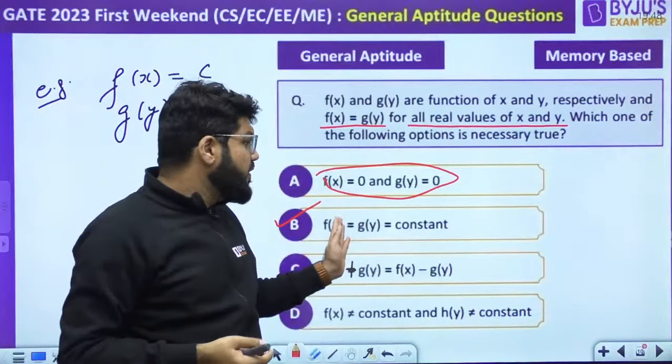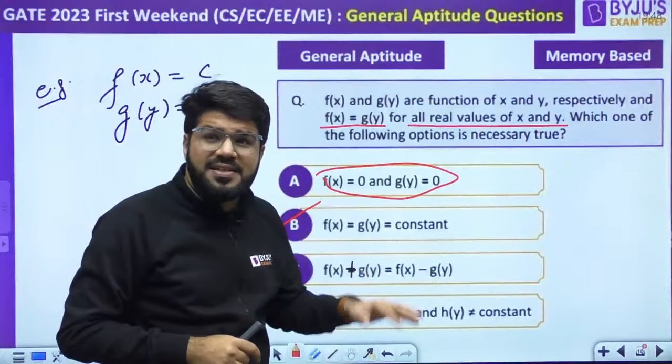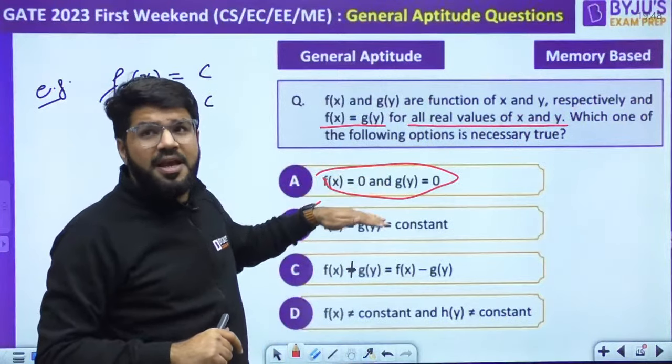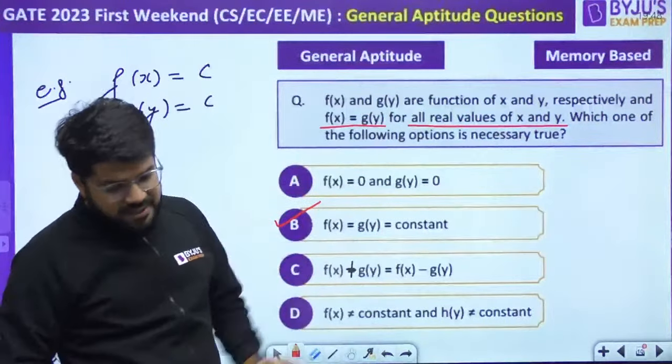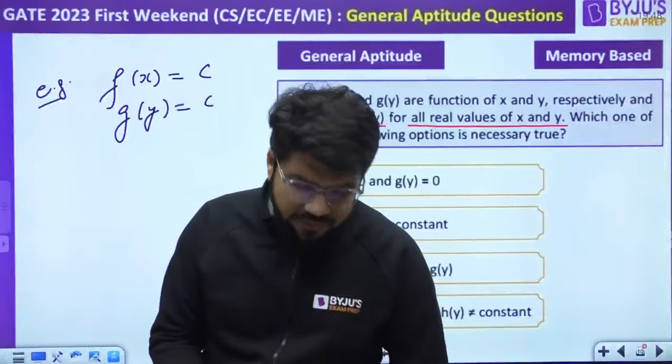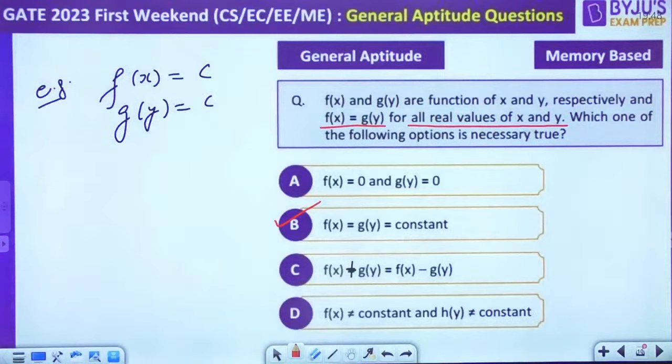But which of the following is necessarily true? Maybe they are equal but not equal to 0. This is one possibility, but both have to be constant. This is necessarily true. 0, 0 may be one of the cases. Correct? So B is the correct answer.